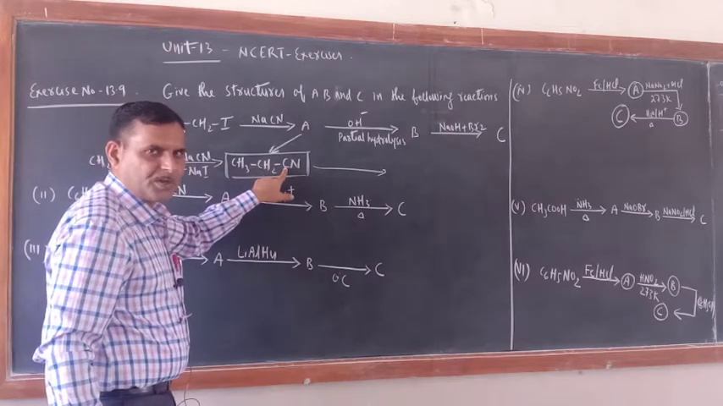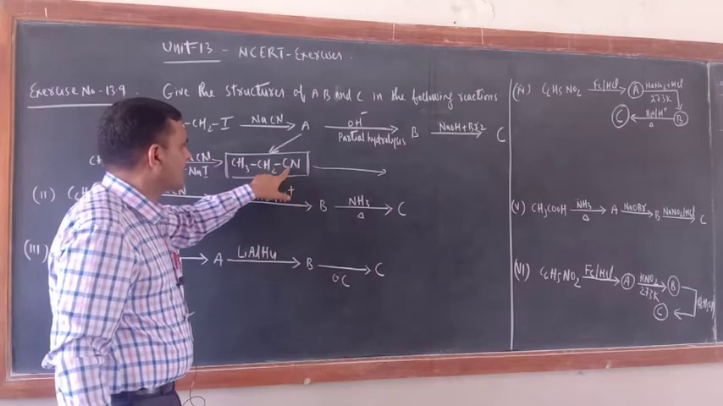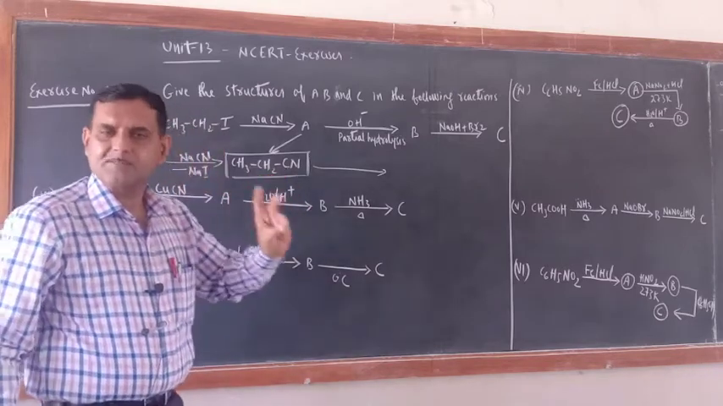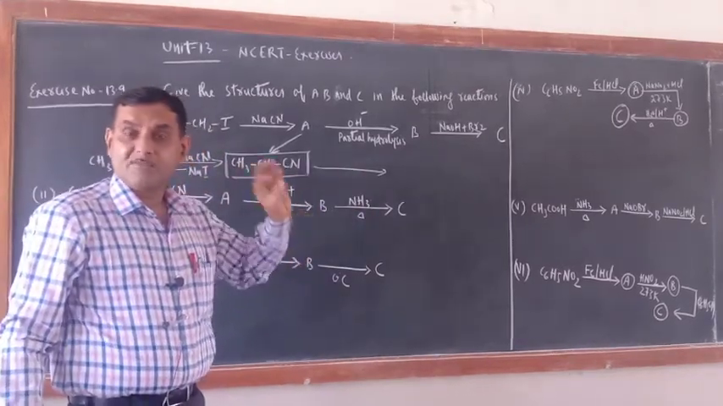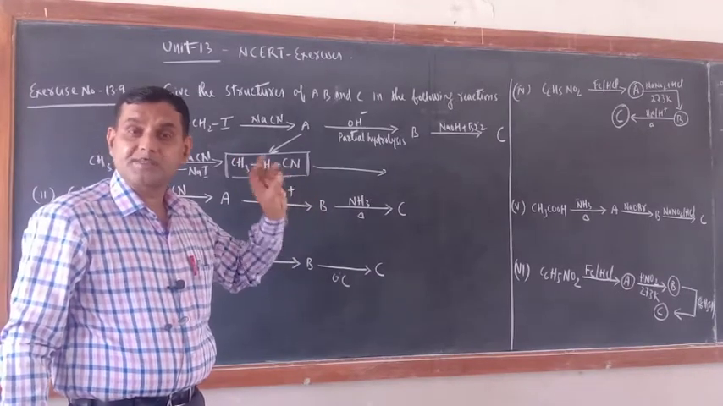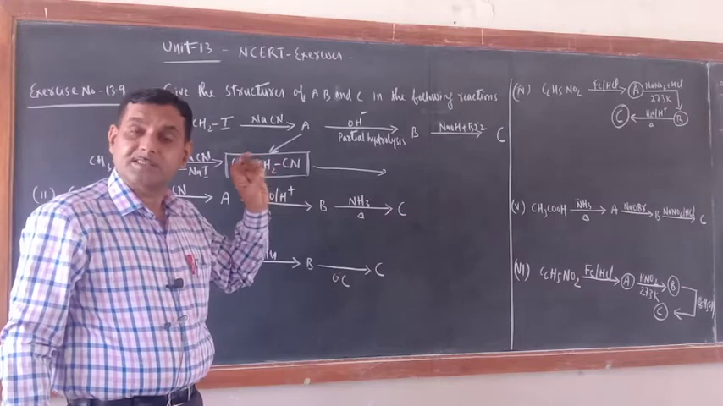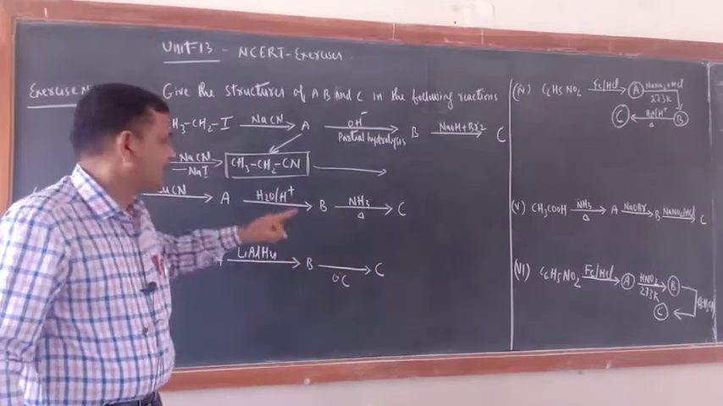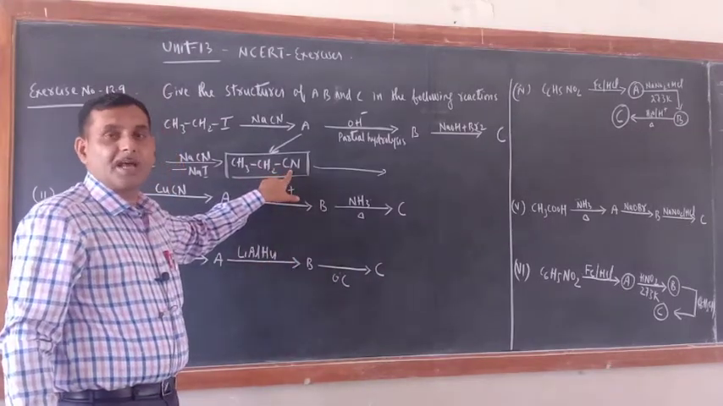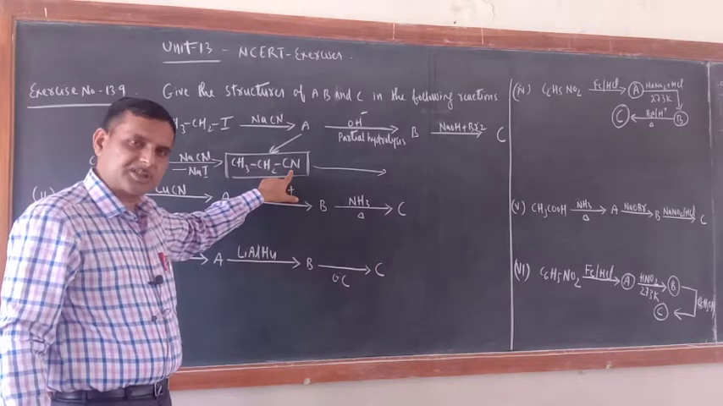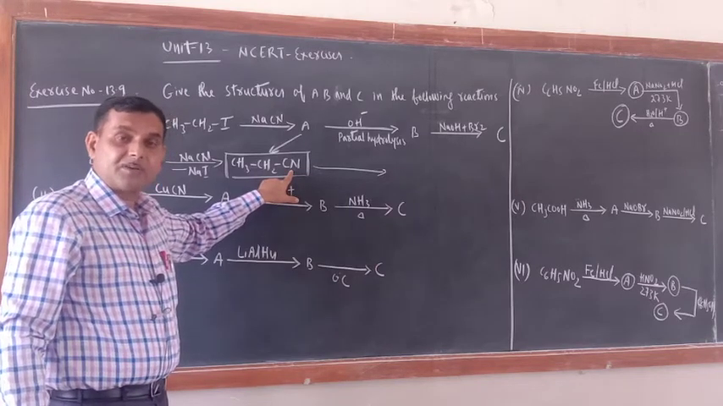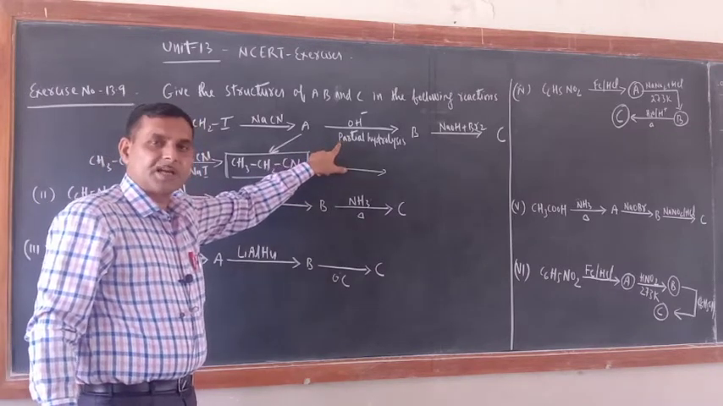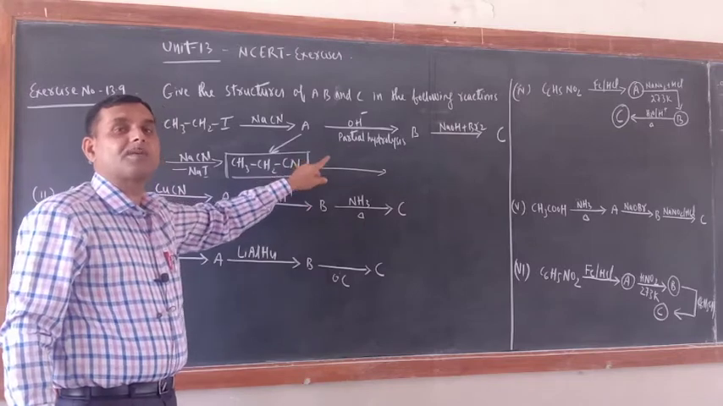What is the partial hydrolysis? It will be converted into amide. Cyanide when subjected to reduction, the product is amine. When cyanide is subjected to partial hydrolysis, the product is amide. When cyanide is subjected to complete hydrolysis, the product is acid, COOH. Means CN will be converted into NH2 group on reduction, and into CONH2 on partial hydrolysis. So partial hydrolysis is the indication of formation of amide.